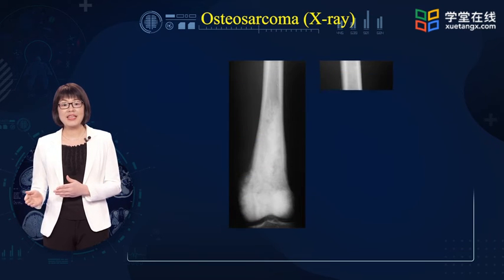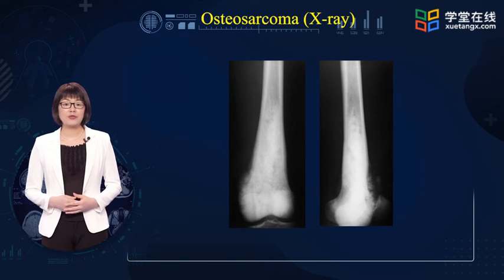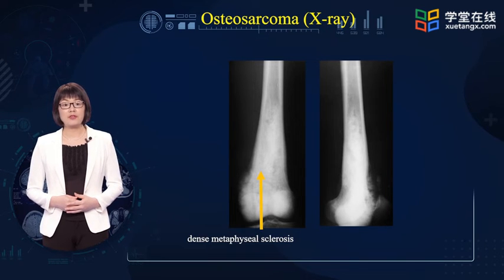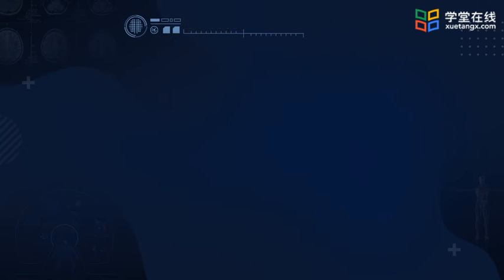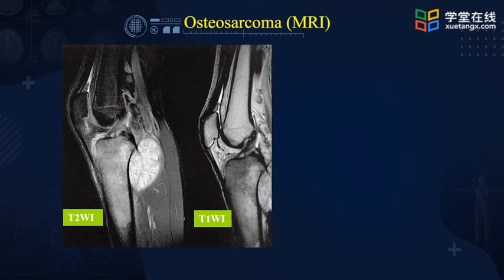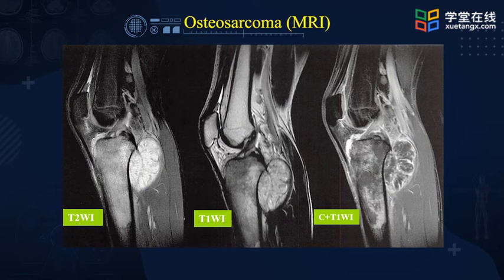Let's move on to this case. AP and lateral X-ray of the distal femur showing dense sclerosis due to an osteosarcoma and a vertical periosteal reaction arising from the medial metaphysis. Although plain radiograph can provide a lot of information, MRI is invaluable for local staging by assessing intraosseous tumor extension and soft tissue involvement. This is a lytic osteosarcoma in the tibia.